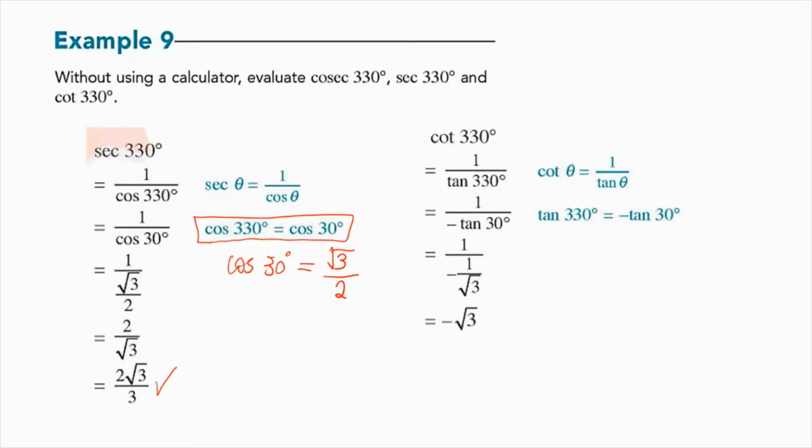Cotangent 330 equals 1 over tangent 330 degrees. The reciprocal. Then tangent 330 equals negative tangent 30 degrees. 4th quadrant, so there's a minus sign for the reference angle. And what is tangent 30 degrees? Tangent 30 degrees we have learned is 1 over square root 3. So substitute this inside, you get negative square root 3.